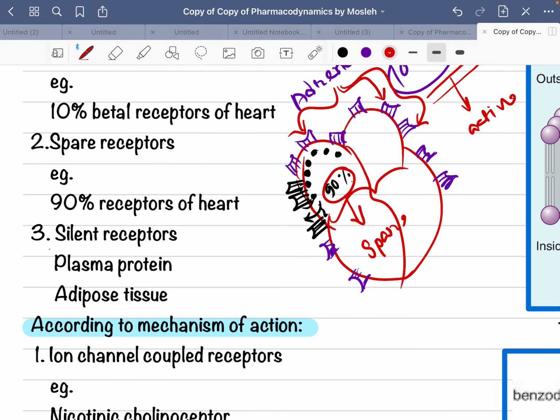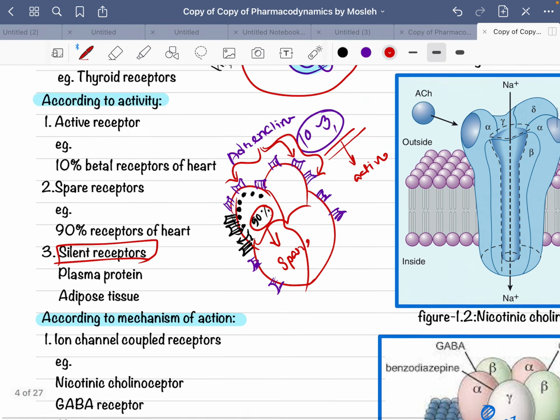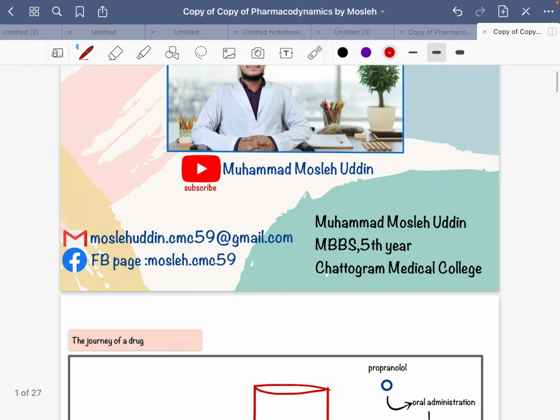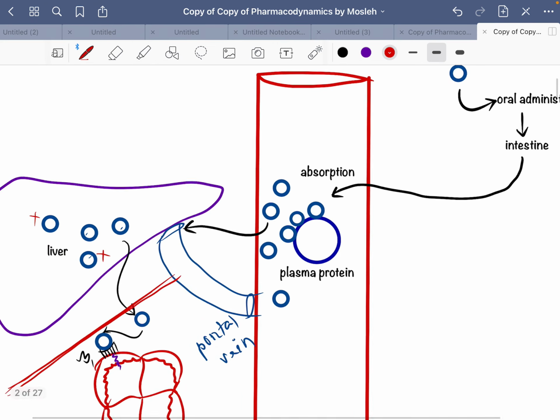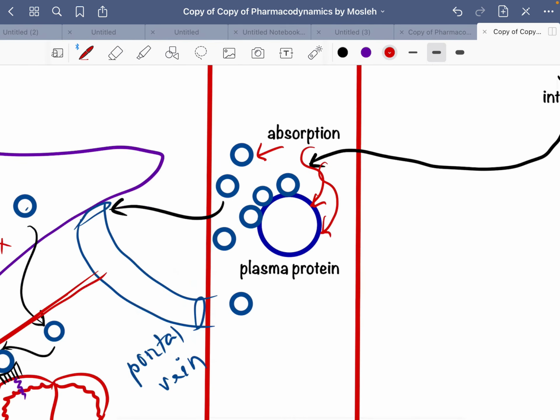And there is another type of receptor called the silent receptor. That means the drug binds to the receptor but no effect is shown. The drug is binding with the receptor but no pharmacodynamic action is happening, such as plasma protein. Look at the picture. Here I have already mentioned that some propranolol will be free and some propranolol will bind with the plasma protein.